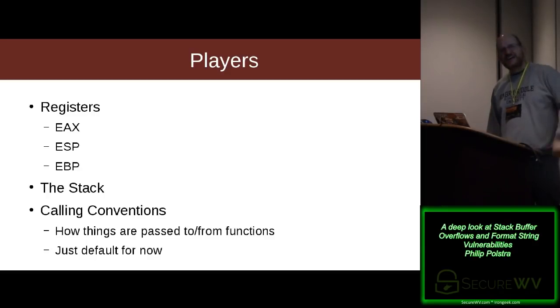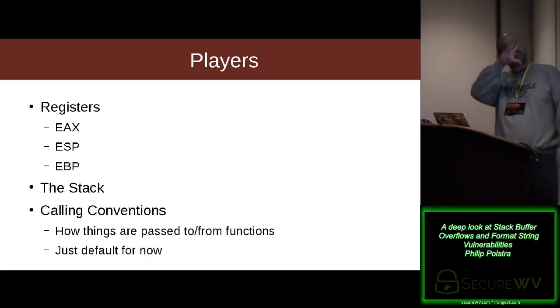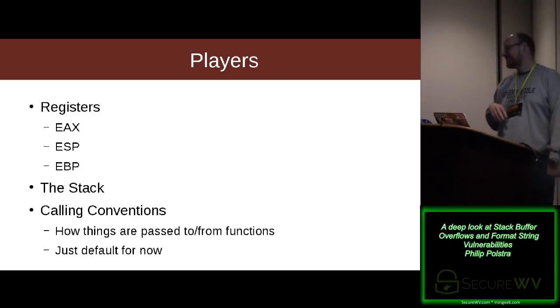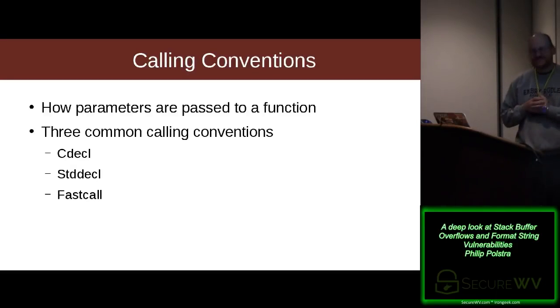So we'll talk about the stack and how that's important. And when we talk about all this stuff, we'll also need to talk about calling conventions. When I call a function, how does that work? How do I pass arguments to and from a function? And I need to understand these three items in order to understand stack buffer overflows. Okay, so calling conventions. How are we passing things to our functions?